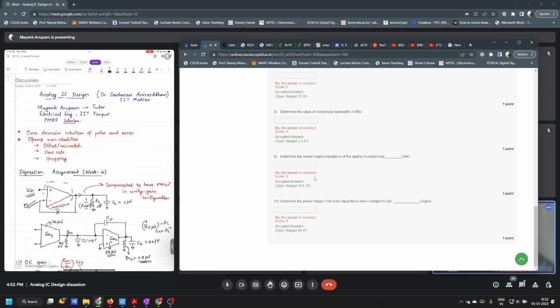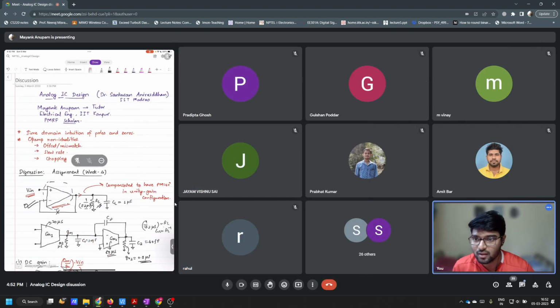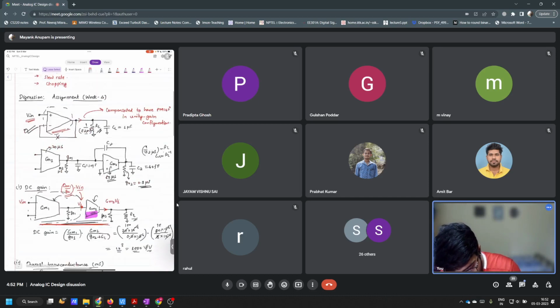So I have another thing that I want to discuss today. I want to discuss the intuition of poles and zeros. So let's deal with this.